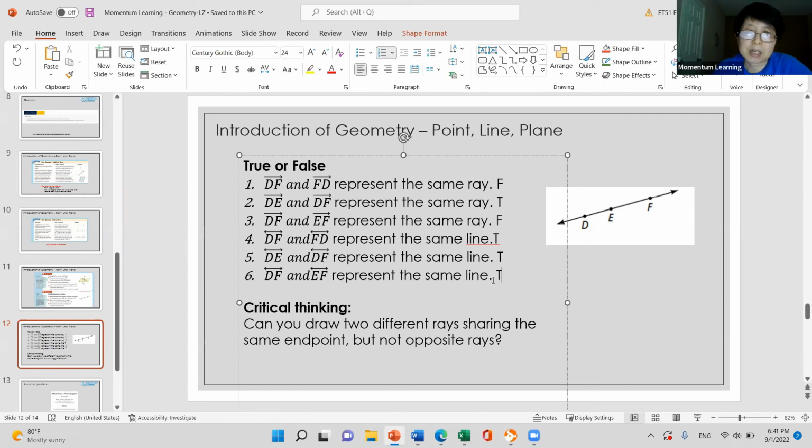Makes sense here. It's very easy to confuse this concept with opposite rays. Just make sure you understand that opposite rays need to go in different directions and need to share the same endpoint. If I say ray ED and ray EF, then they are opposite rays.